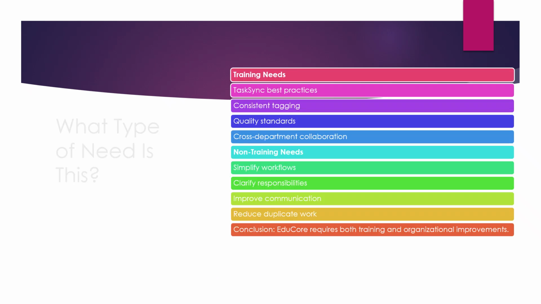Now, what type of need is this? One of the biggest things I learned from this assignment is that training is not always the solution to a performance problem. At first, I thought EduCore simply needed better training on the new TaskSync software. However, after applying Kaufman's model, I realized the situation was much more complex.